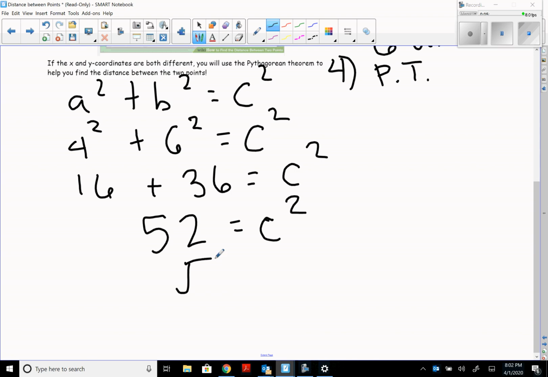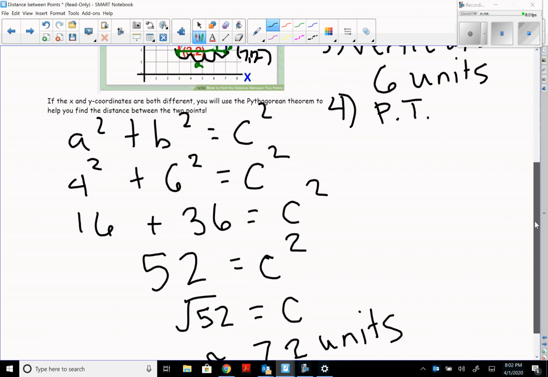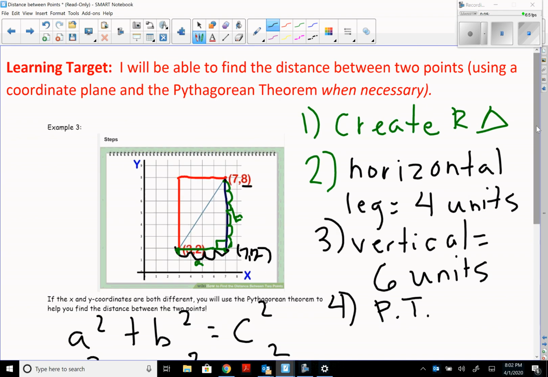So I'm going to take the square root of 52 to undo squaring that. So using my calculator, the square root of 52 is approximately 7.2. Again, I'm rounding that to the nearest tenth. So I'm going to say 7.2 units. And we have basically just figured out right now the distance between those 2 points. And it's 7.2 units approximately.